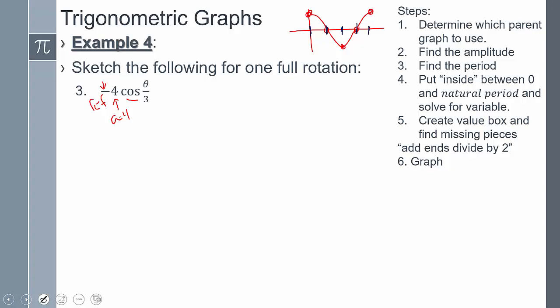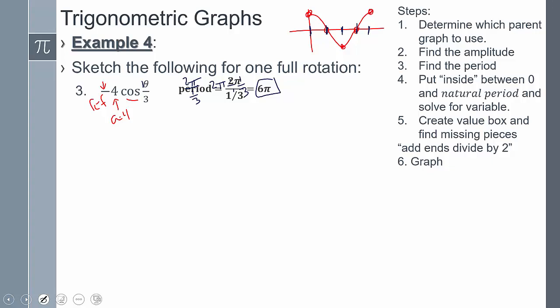I need to find what those are. So to find what those are, we can help with the period. So this is 1 over 3, so 2 pi divided by 1 over 3. If I did 2 pi divided by 1 over 3, it flips, and so you end up getting 6 pi. So that means my period is going to be 6 pi.